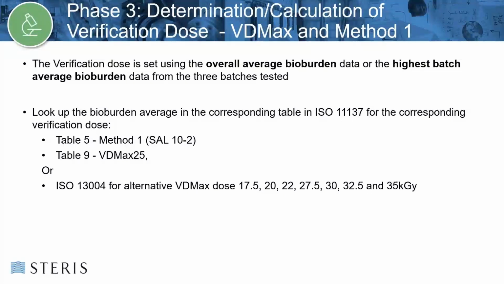We can look up the bioburden average in the corresponding table in 11137-2 for the corresponding doses. So table 5 for method 1, for example, and table 9 for VDmax 25. There are additional tables in this standard also available for other VDmaxs. And then in 13004, we can look for doses for VDmaxs from 17.5 right up to 35 kilogray.